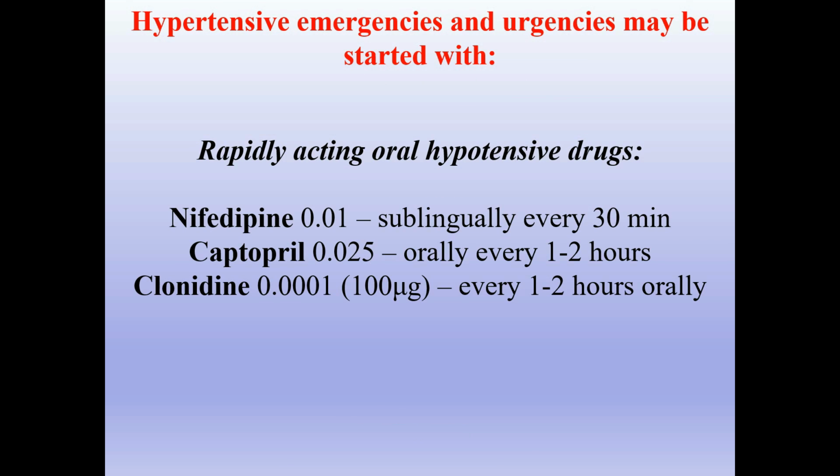Hypertensive emergencies and urgencies may be started with rapidly acting oral hypotensive drugs, for example, nifedipine 0.01 sublingually every 30 minutes, captopril 0.025 orally every 1-2 hours, and clonidine 0.0001 or 100 micrograms every 1-2 hours orally.